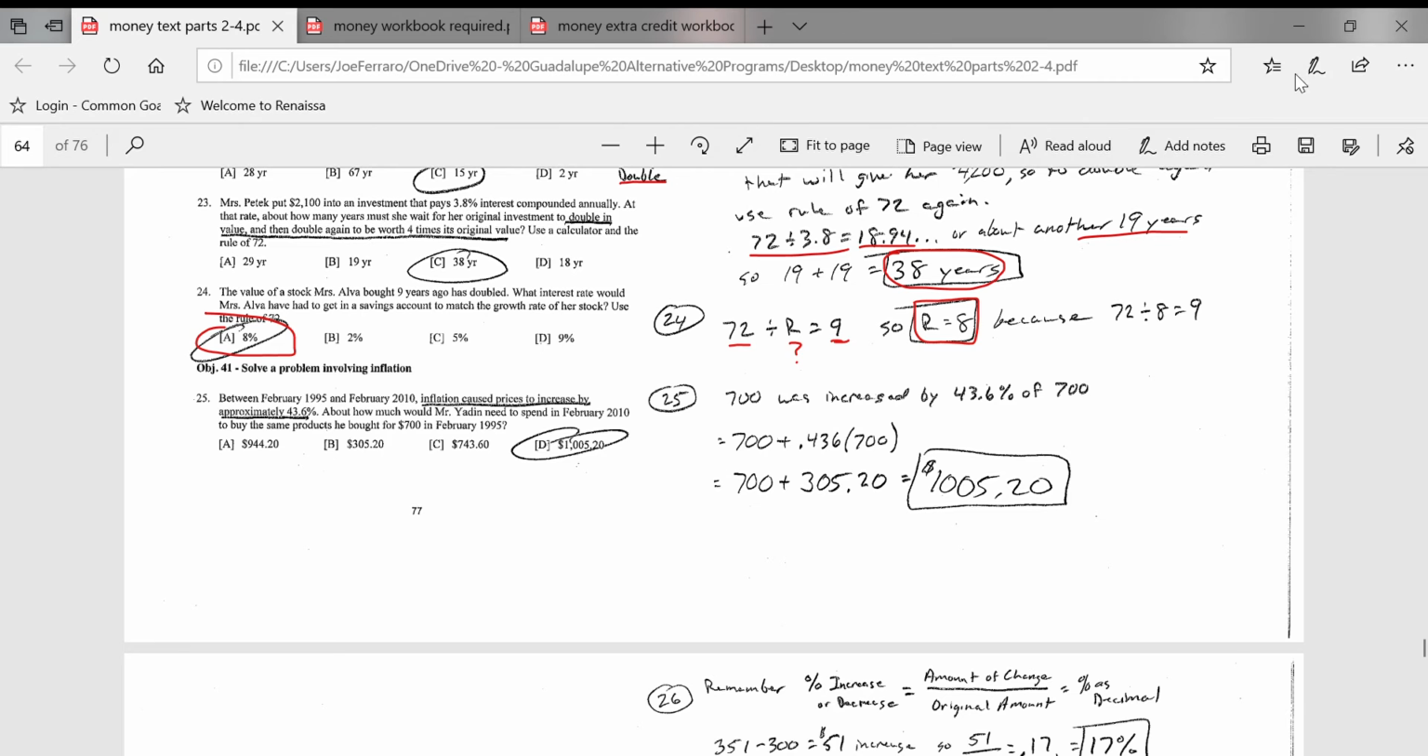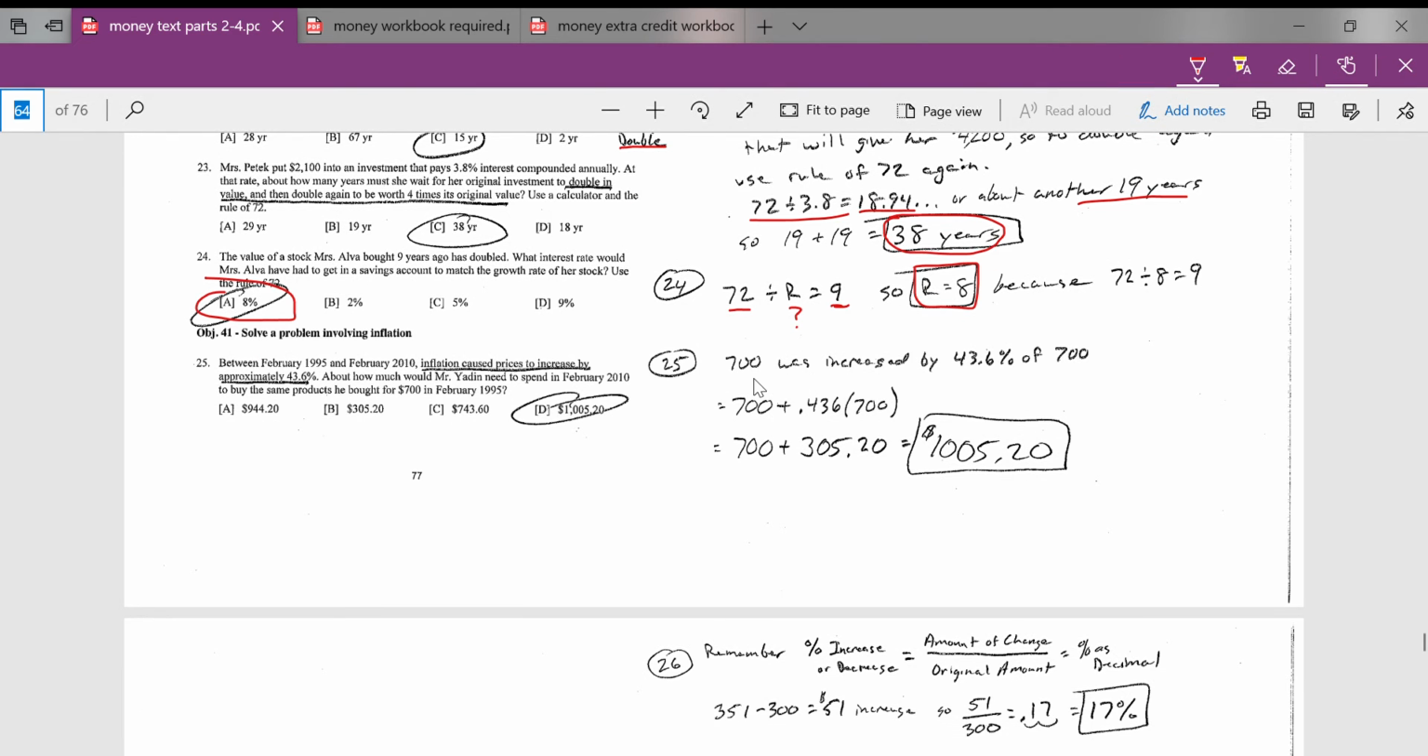So we started with 700. It was increased by 43.6%. So this is basically like a tax or tip problem where we start with a certain amount of money. We're going to take a percentage of that and add it to the original. So we start with $700. We're going to take 43.6% of 700. So we need to change this to a decimal. So we go 1, 2. So we have 0.436 times 700. Order of operations says we multiply that first, and we get $305.20. We add it to the original 700, and here's our answer: $1,005.20. Okay.